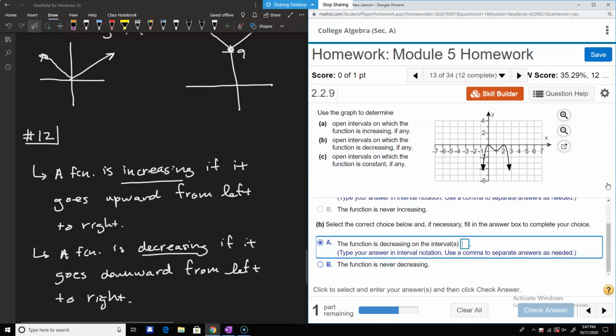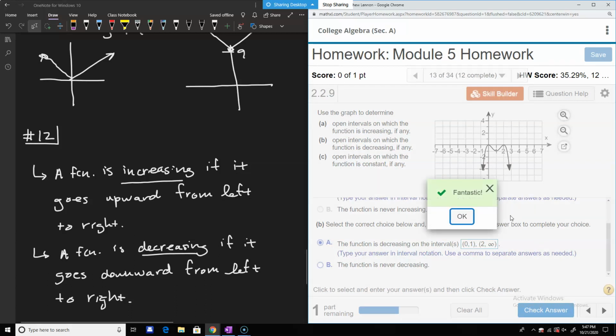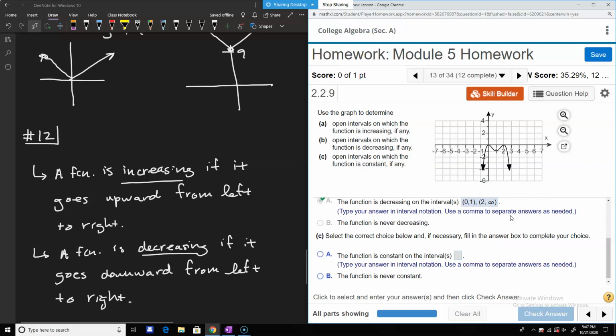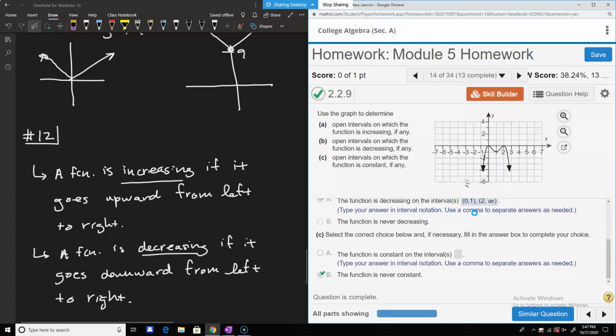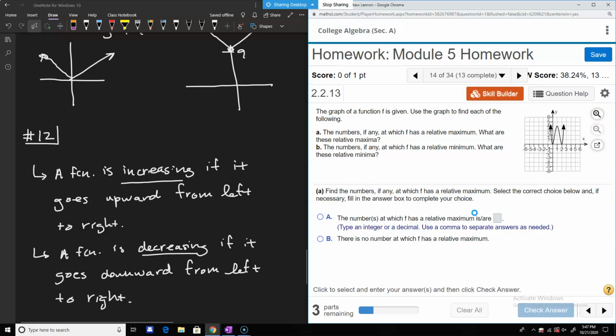But anyhow, we want to go here from 0 to 1, and then from 2 to infinity. All right. Never constant. All right. Fair enough. So continuing with properties of graphs, let's see.